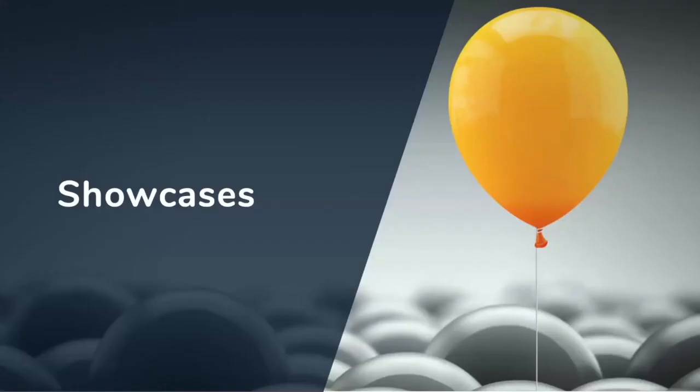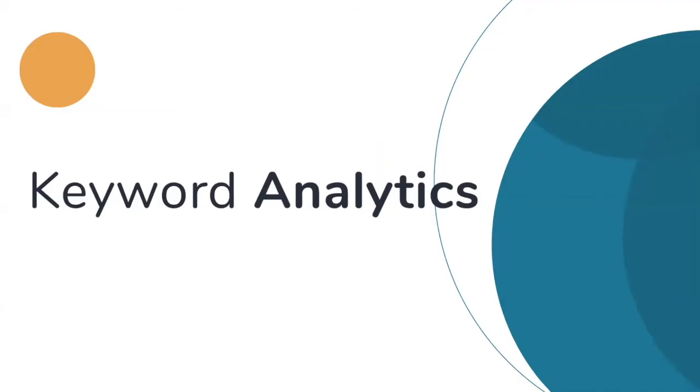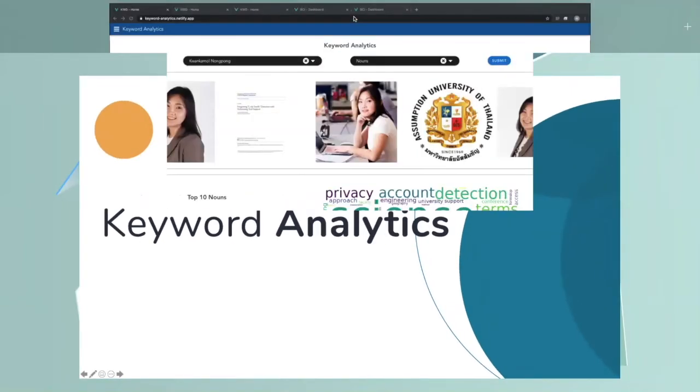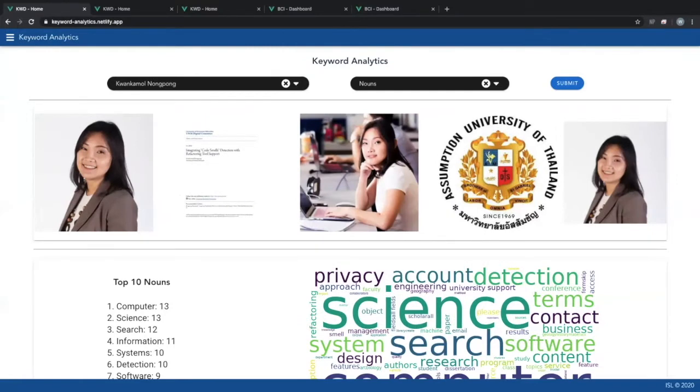And next will be showcases from us, the platforms built on top of our SmartDigest. The first one here is keyword analytics. Let me share the application. For keyword analytics, the name is the same as the previous group, but the objective of our platform is different in purpose. The objective is to find associated images or words for the entity search.